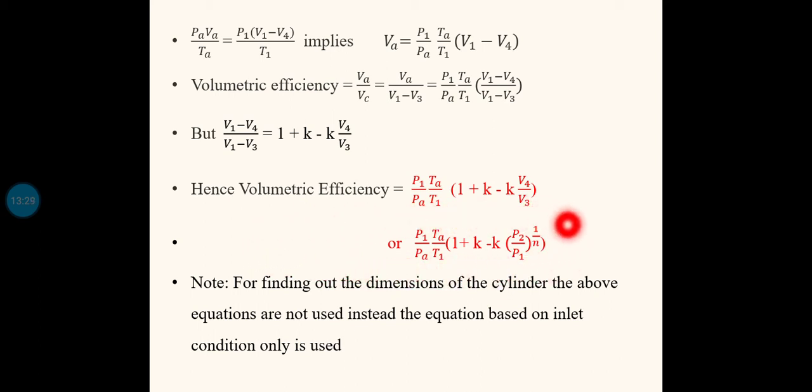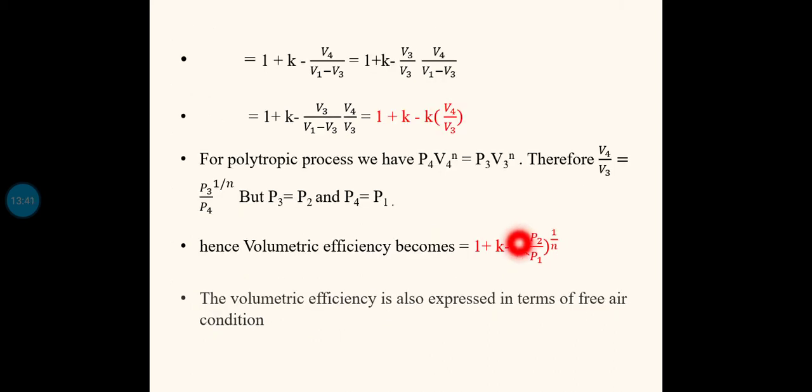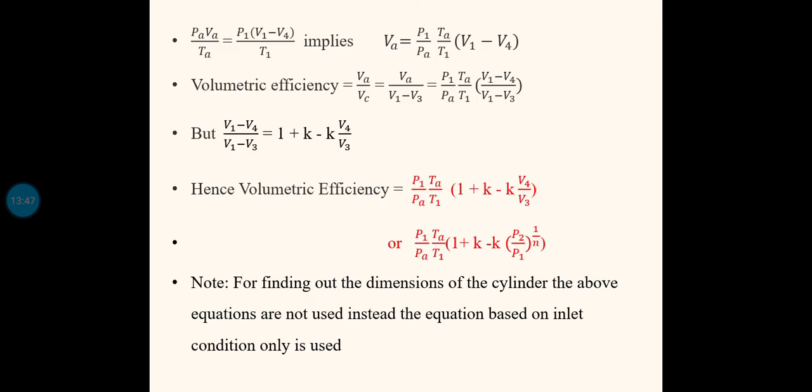If in the problem the free air condition is given, then you have to calculate the volumetric efficiency using this equation. If the free air condition is not given in the problem, nothing is mentioned, then directly you can use this equation, that is 1 plus K minus K into P2 by P1 all raised to 1 by n. This is the standard equation, and you have to go for the other equation only if in the problem the free air condition is given.